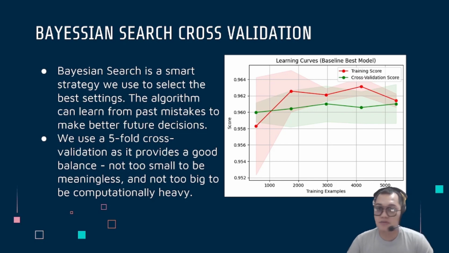As you can see from here, the training score and the cross validation score are kind of overlapping each other, but the train score is still higher than the cross validation score, which indicates that even though we have already done the Bayesian search cross validation, the model is still overfitting a little bit. Also about the cross validation, we use 5-fold cross validation as it provides a good balance, not too small to be meaningless and not too big to be computationally heavy.